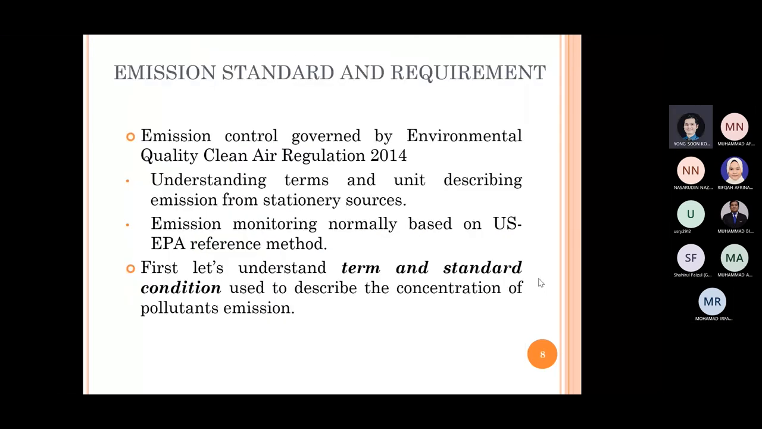So I think I'm going to go really quick on this one, except to tell you that this Environmental Quality Act is mostly based on US EPA reference methods. And I just checked actually. Last week when I said there's one standard for air quality with reference to the United States, actually lead is very much part of the pollutants determined in the Malaysian air quality standard, because it follows exactly US EPA's reference.